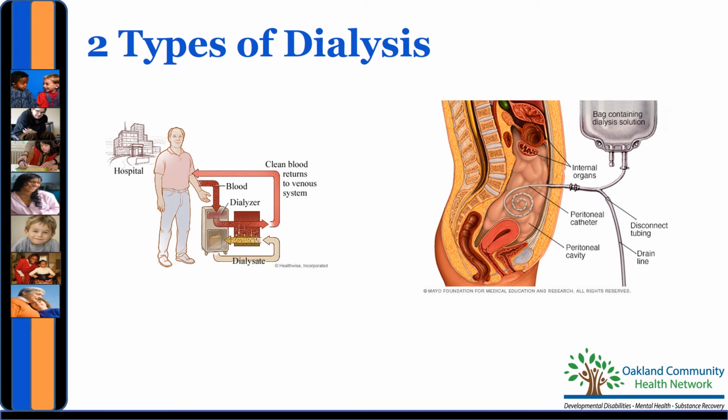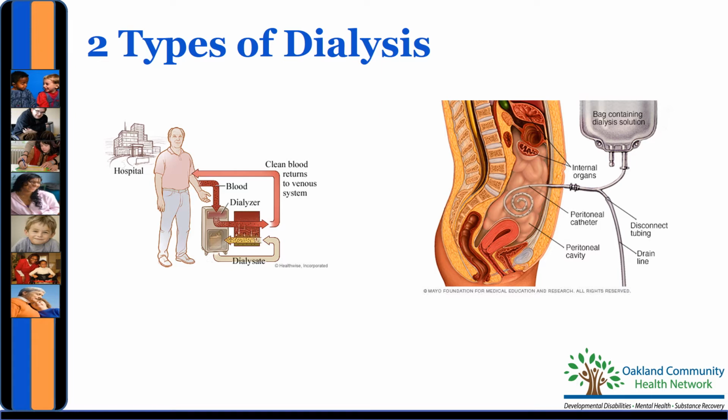This slide is showing the 2 different types of dialysis. On the left is the machine type known as hemodialysis, and it is usually done 3 times a week for 3 to 4 hours a day, depending on how well a patient's kidneys are working and how much fluid weight they have gained between treatments. On the right is peritoneal dialysis, which is done at home.